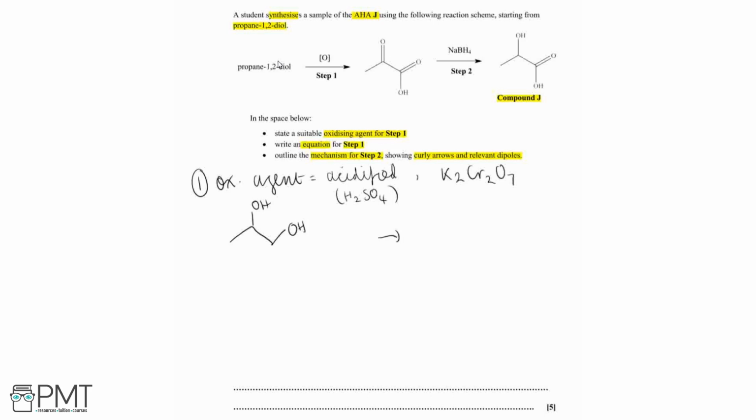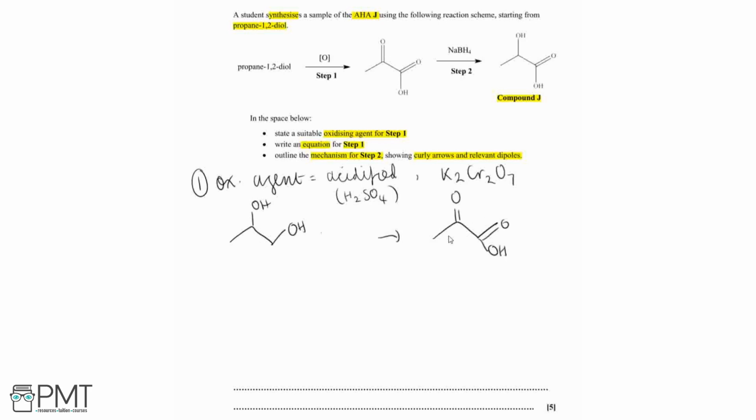And for our product, we've formed a compound which has got a carboxylic acid on the end and a ketone on carbon number 2. And this is because when we've oxidized our propane 1,2-diol, we've oxidized a primary alcohol fully to this carboxylic acid, and our secondary alcohol has been oxidized to this ketone here.